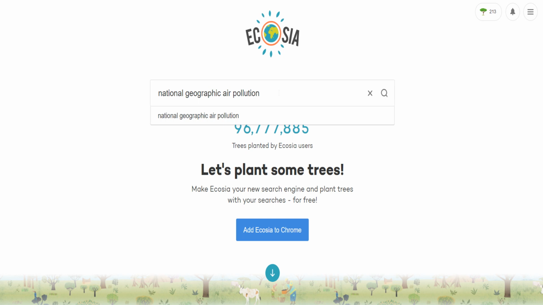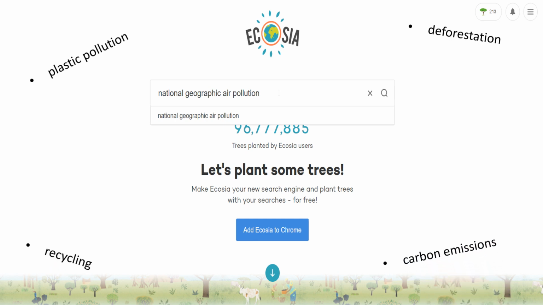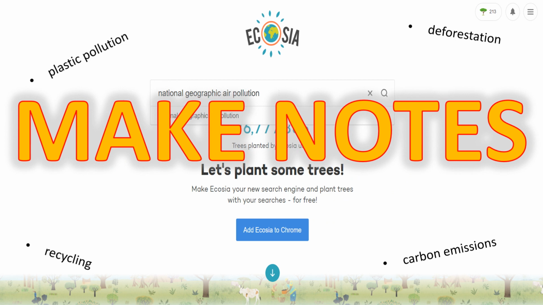And I've looked for specifically air pollution, but this is where it's going to be up to you as to what you find out. It could be air pollution, it could equally be plastic pollution, it could be deforestation, it could be recycling, or it could be carbon emissions. It's entirely up to you. But whatever you do and whatever you find out, have a pen and paper ready because you must make notes. So we don't want to forget those real gems of information.